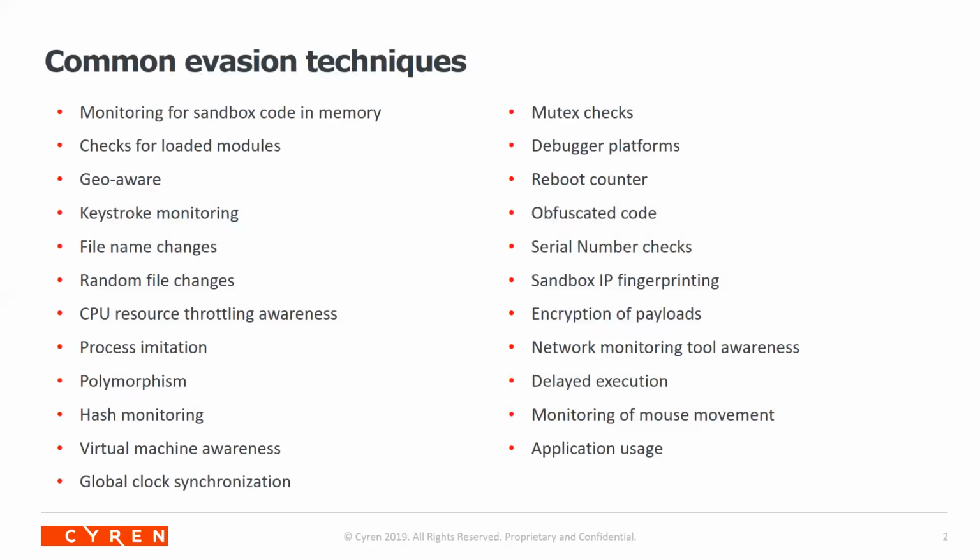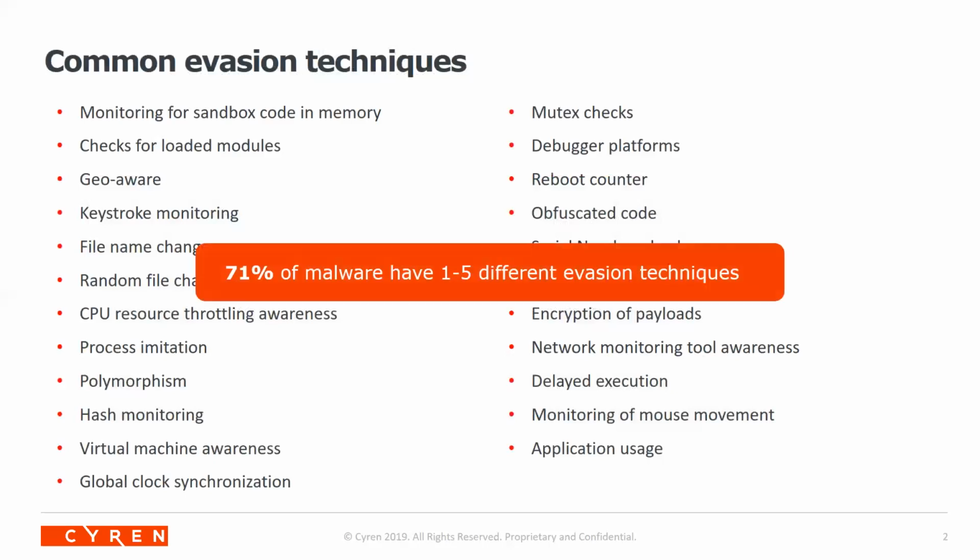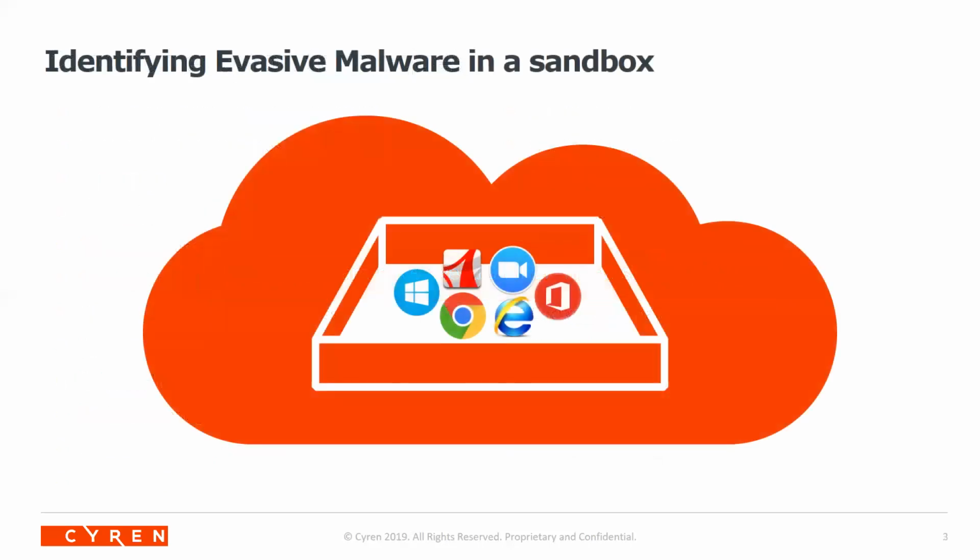Cyren Security Labs has performed extensive research into malware evasion tactics and found that 71% use up to 5 techniques to avoid detection, 26% between 6 and 10, and 3% use more than 10 different mechanisms to avoid detection. Of course, code exhibiting signs of evasion is itself indicative that it might be malicious, hence why this research is so important.